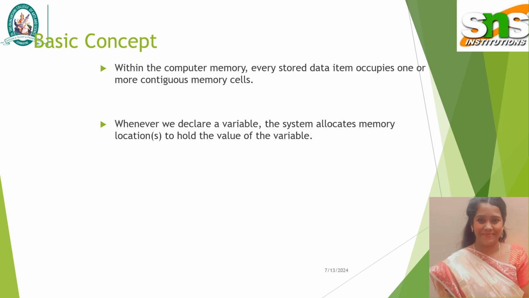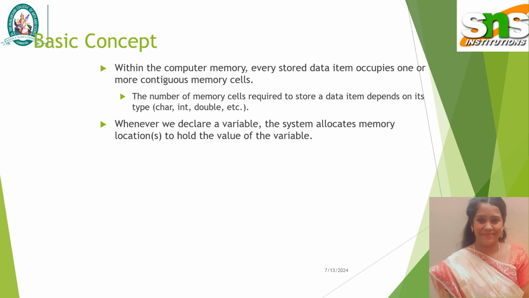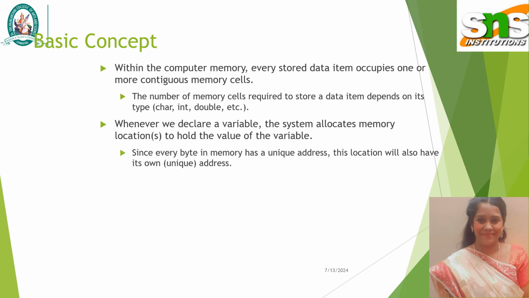The basic concept in the pointer is that it is a storage location or an area where you can declare a variable and allocate a memory location for that variable. Within the computer memory, every stored item occupies some contiguous memory cells. The number of memory cells required to store a data item depends upon the type of the data, like character, int, float, double, etc. When we declare a variable, the system will allocate the location. Every location will have a unique address for identification.